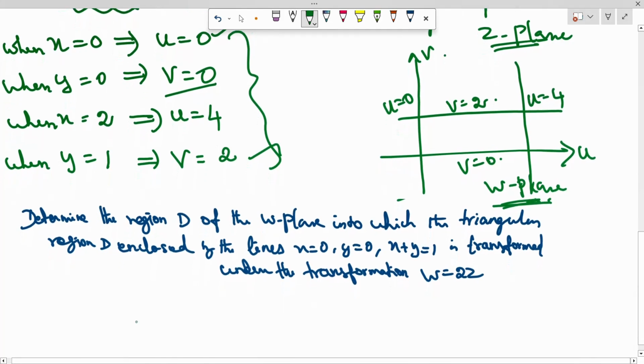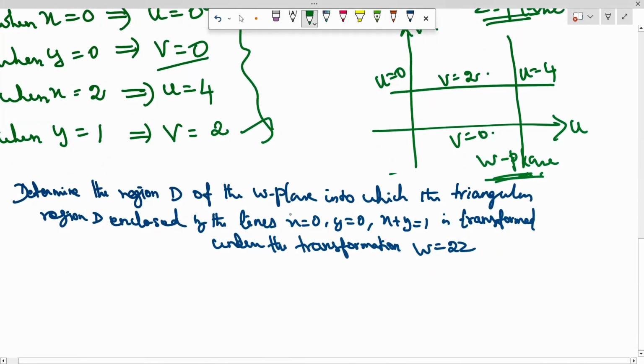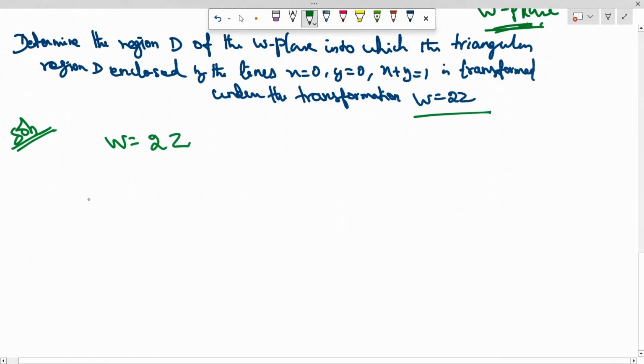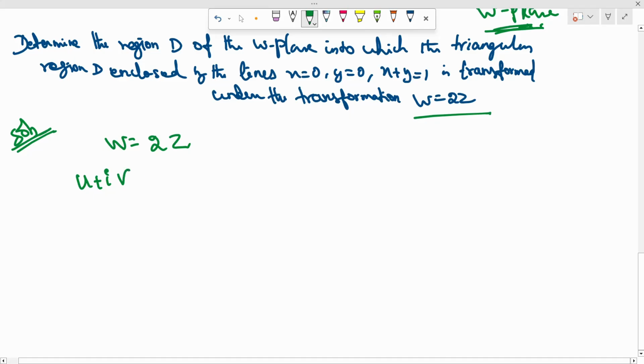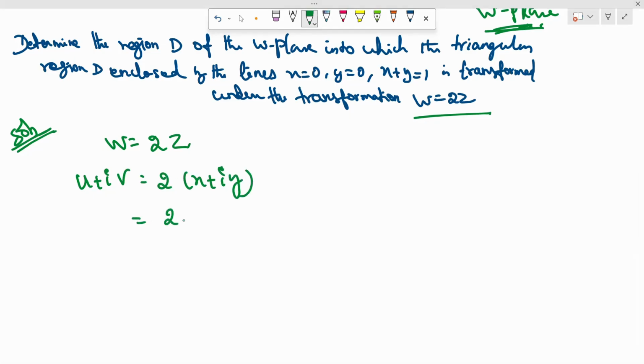Okay, next problem. Determine the region D' of the w-plane into which the triangular region D enclosed by the lines x = 0, y = 0, x + y = 1 is transformed under the transformation w = 2z. The given transformation is w = 2z. Here substitute w = u + iv and z = x + iy. Therefore, 2x + i into 2y. Now we can write u = 2x and v = 2y.